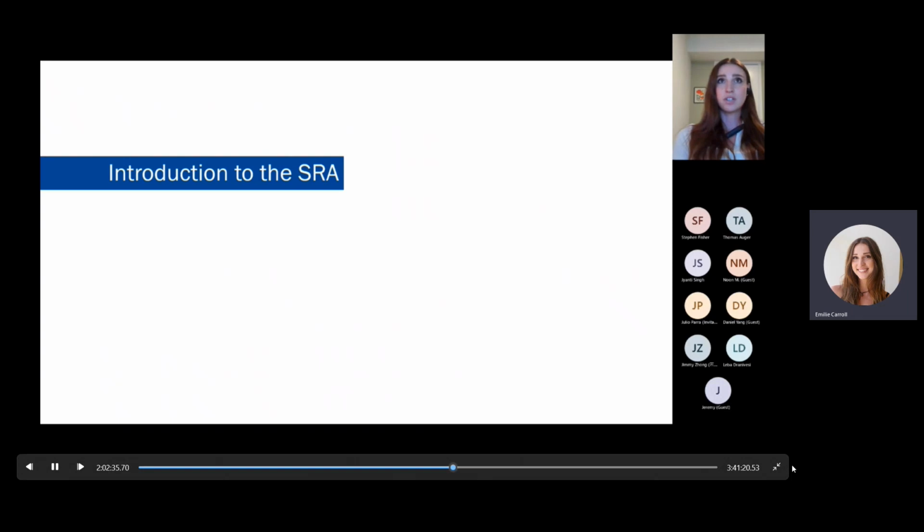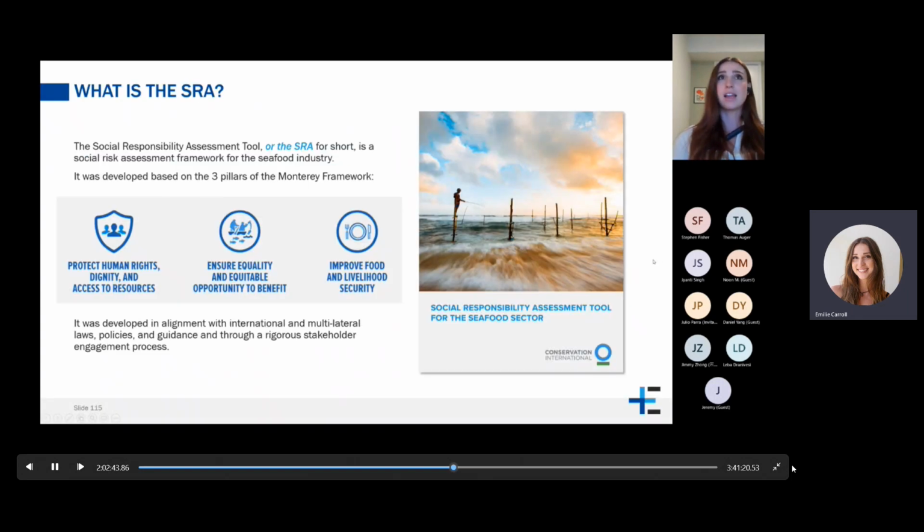So starting off with an introduction to the SRA itself, hopefully you've had an introduction to it, you've seen it before, you know something about it, but just at a high level here. So the SRA is a social risk assessment framework for the seafood industry, and that's really important to understand because it's not a certification, which means that it translates information in a different way. Whereas a Fair Trade USA or an RFBS will give you a badge of honor at the end for completing all of the courses, or completing all the courses by showing compliance against all of their chosen requirements.